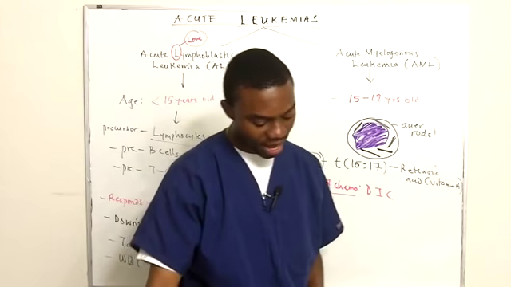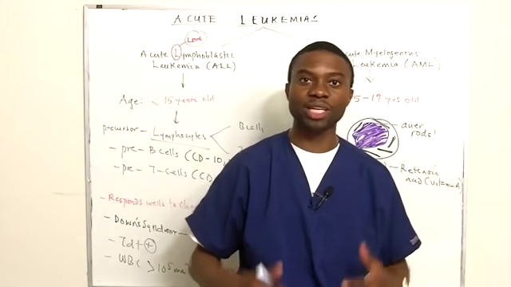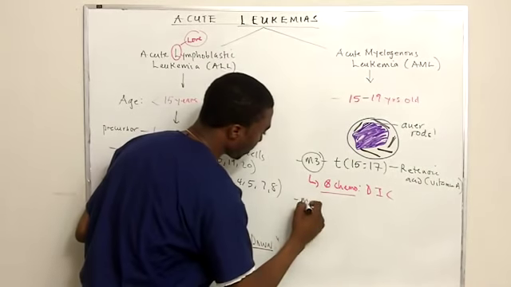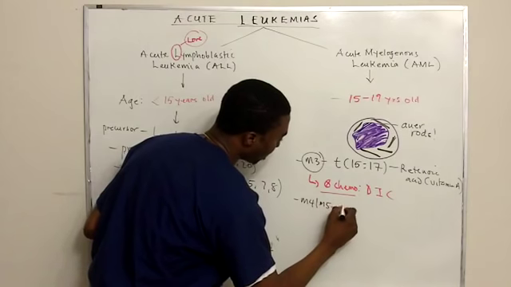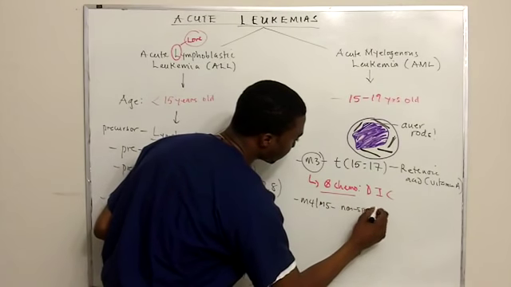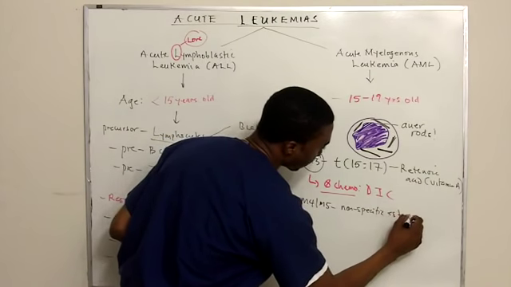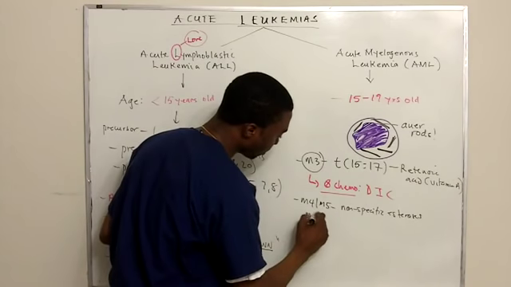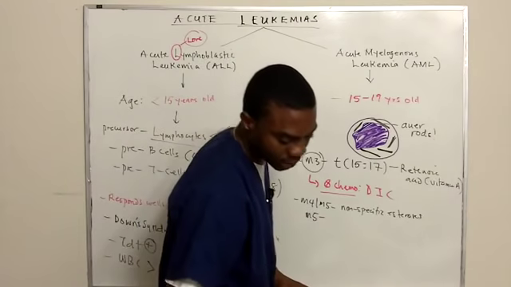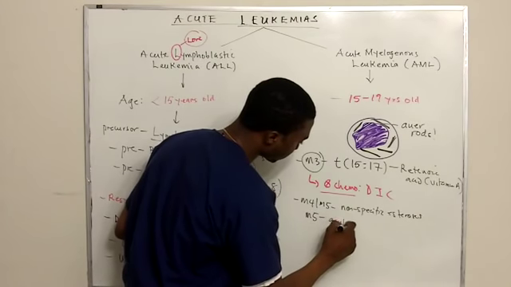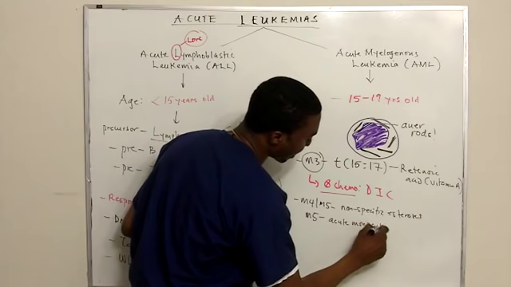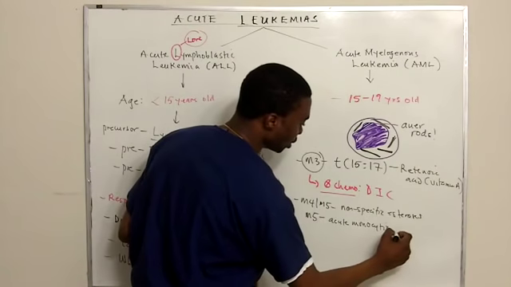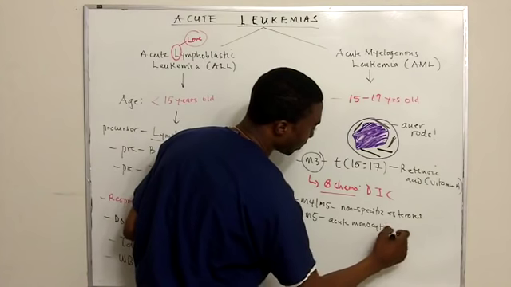Also, the M4 and the M5 are usually associated with non-specific esterases. M4, M5 are non-specific esterases. And the M5 is usually called acute monocytic leukemia, which means it basically affects the monocytes, and monocytes become macrophages. Very good. Monocytic leukemia.